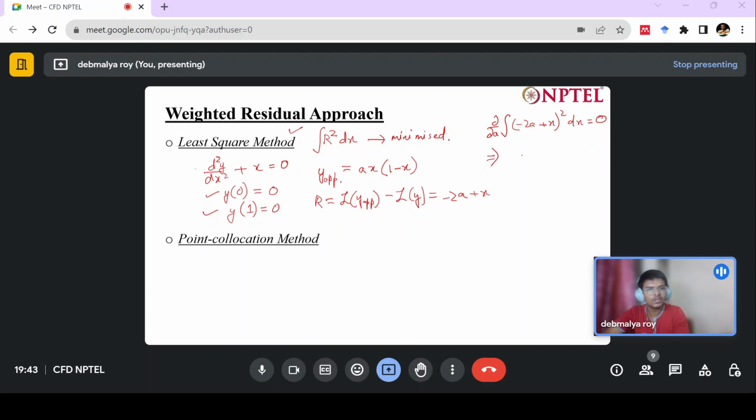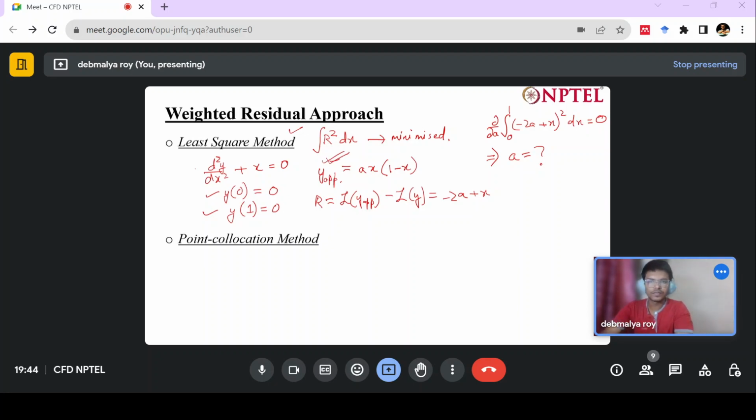If we solve this, you can see that x is under integration from 0 to 1. So this domain is 0 to 1, and this is under integration. So we will get a value, and what we will have is basically an expression of a. From here we can find out what a is, and if we find out what a is, we will get our approximate solution.